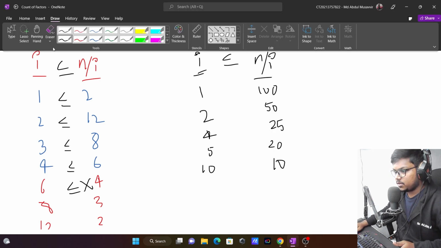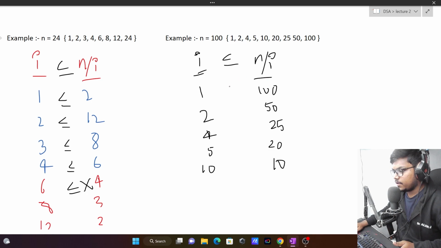If you observe something here, you should get it. We said that i should be less than or equal to n by i, and yes, it is satisfying the condition, right?